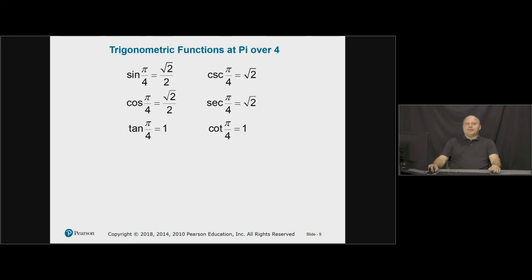So, there it is. Here are the trig functions at pi over 4. This is a little summary. The sine of pi over 4 is the square root of 2 over 2. Cosine of pi over 4 is the square root of 2 over 2. The tangent of pi over 4 is 1. Now, taking those respective reciprocals, because cosecant is 1 over sine, 1 over square root of 2 over 2 happens to be root 2. And so we did those on a previous slide.